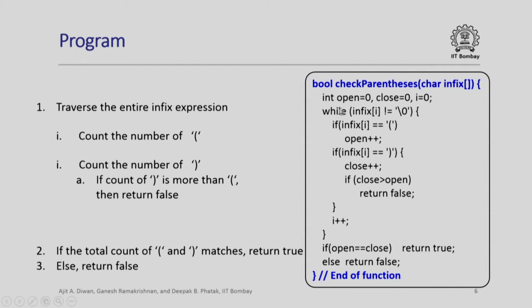It declares some temporary variables, and while there is a valid character in the input string, namely the infix ith element is not \0, which is the end of the string, I will examine if this is equal to an opening parenthesis. If it is, I add 1 to the count of open. If it is a closing parenthesis, I add 1 to the closing parenthesis count. If close is greater than open, then I will have to say this is not valid. I will return false. Otherwise, I will increment i by 1 and go back, continuing with this iteration.